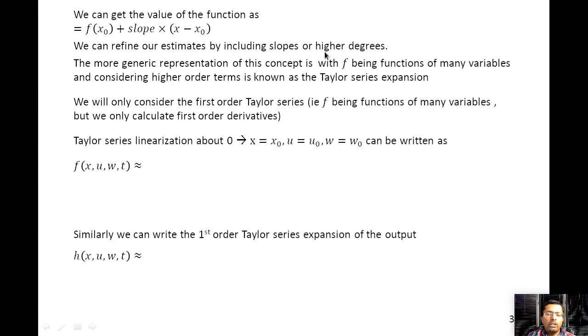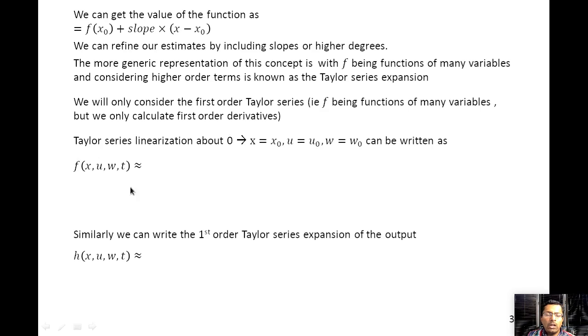We can potentially include higher order terms and get a more accurate value. But the more general way of doing this, rather than just trying to figure out what the slope is, can be done using what's known as a Taylor series linearization, or Taylor series approximation. You can do the Taylor series approximation about any point. So we choose to do it about x0.